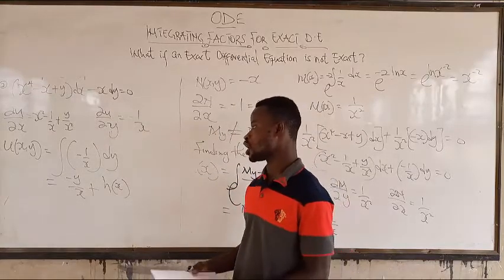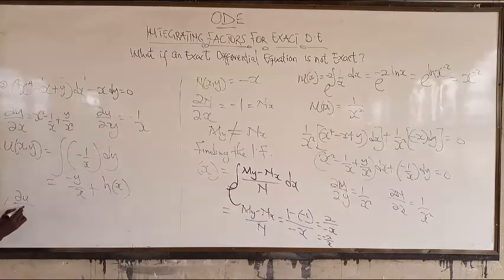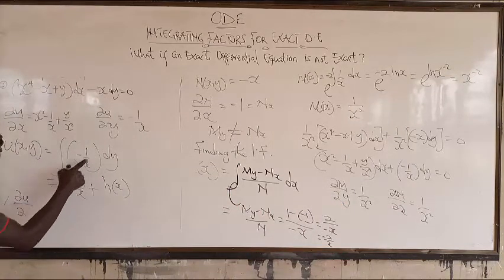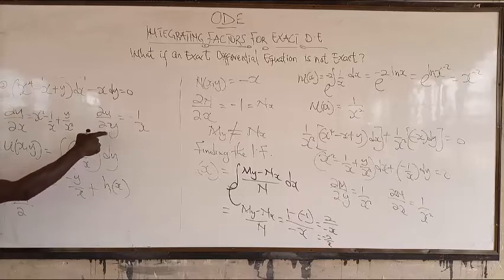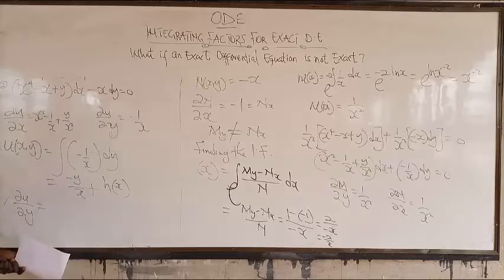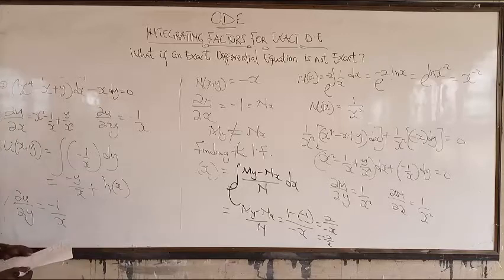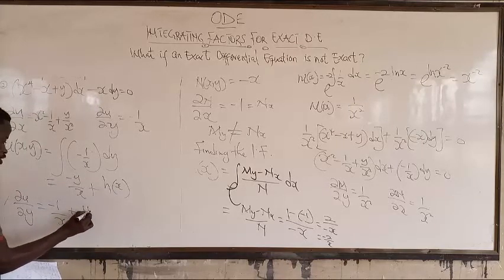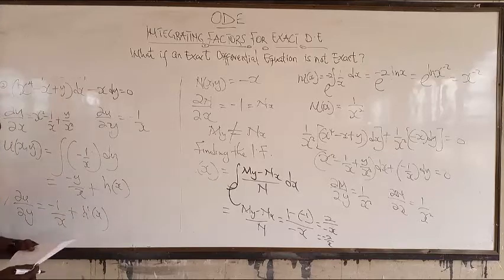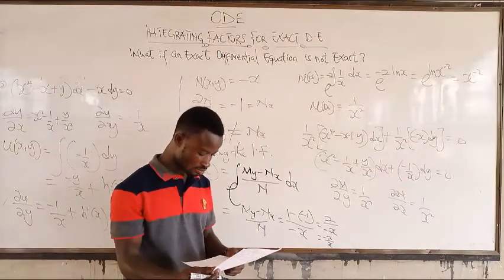Very good. So that is exactly what we are going to have. Then we move on to take the partial derivative of u with respect to the part that we didn't integrate, and that is y. Now when you are doing this, you treat x as constant. So here you get negative 1 over x, plus h prime of x.